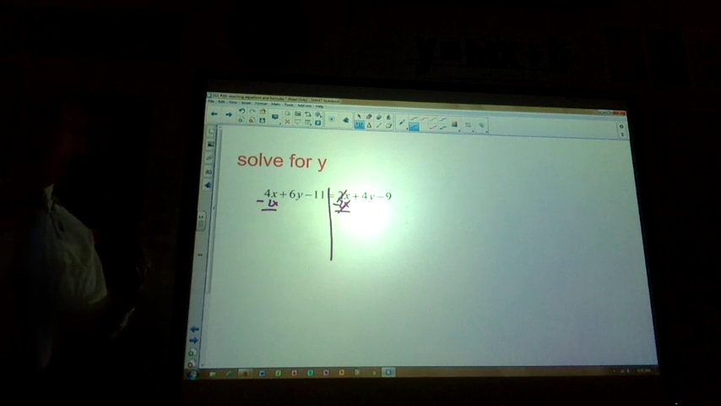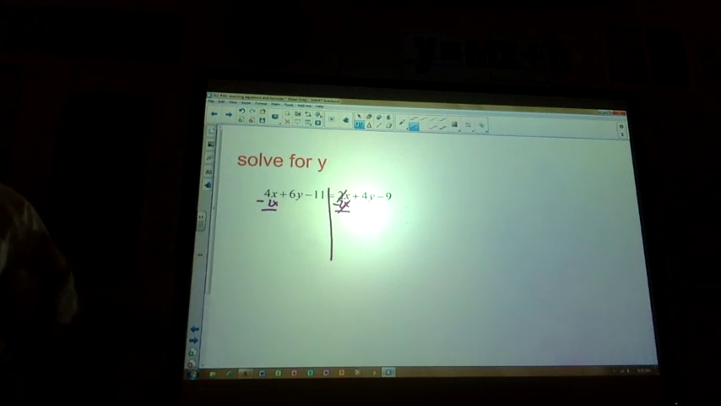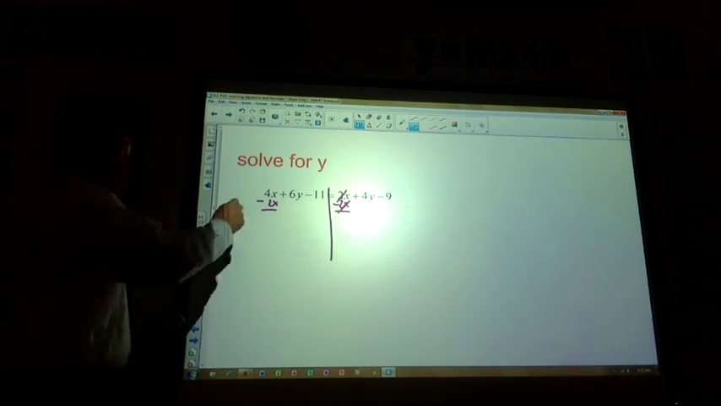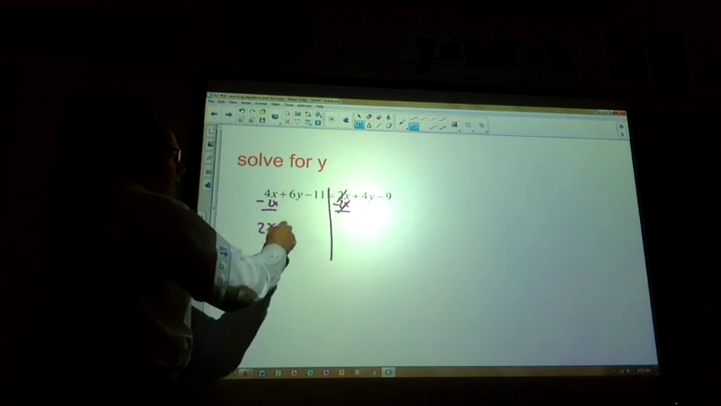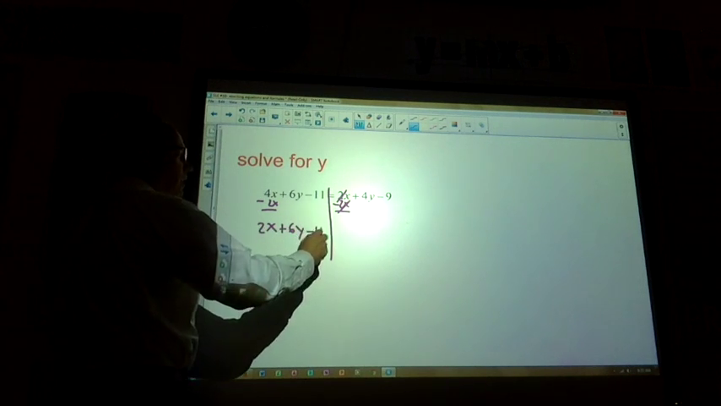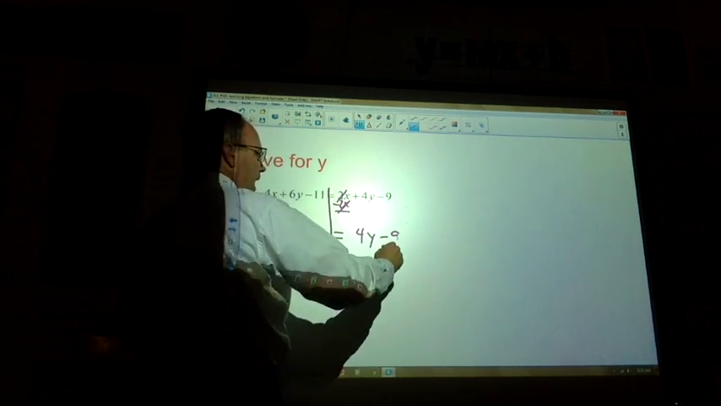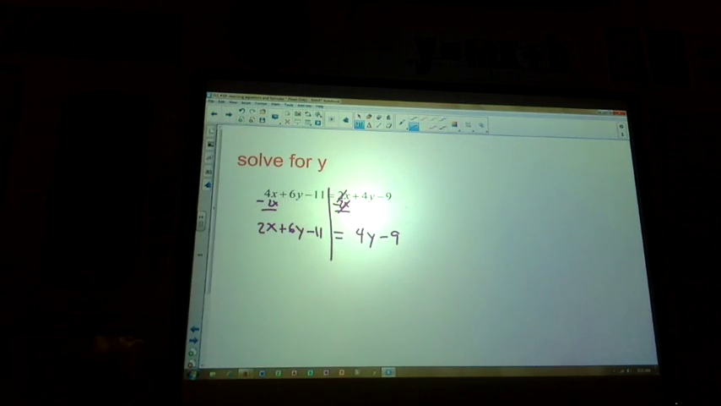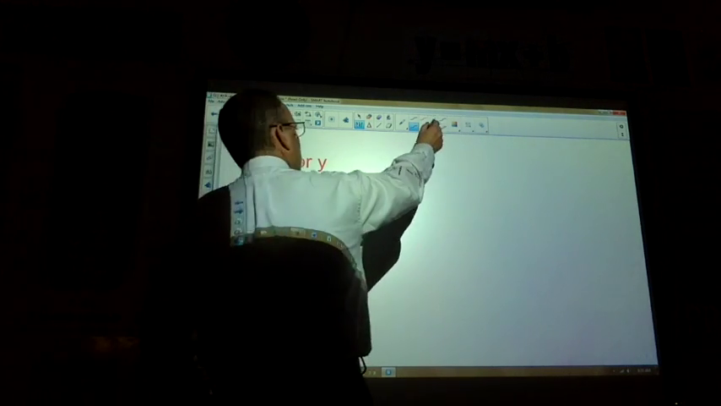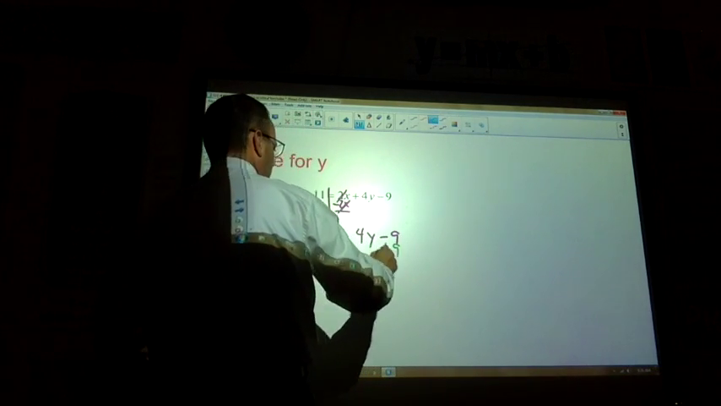Is it the 100% most appropriate place? Yes. Is there another 100%? Yes. So this becomes 2x plus 6y minus 11 is equal to 4y minus 9. What are we trying to solve for? Y. Do I still have a y on both sides? I do. We heard someone say adding 9. That might be a good idea. I could add 9 to both sides.